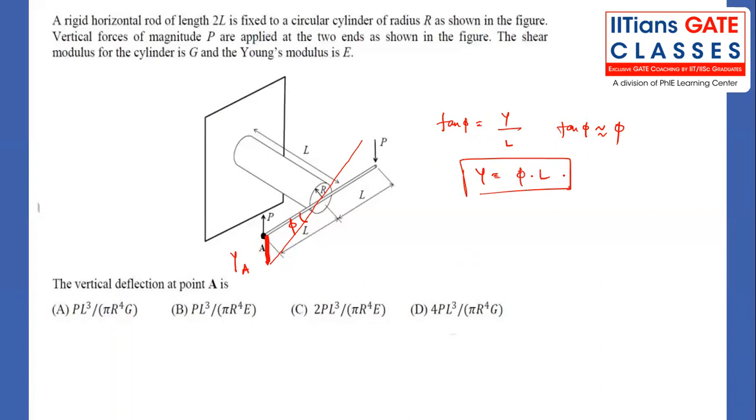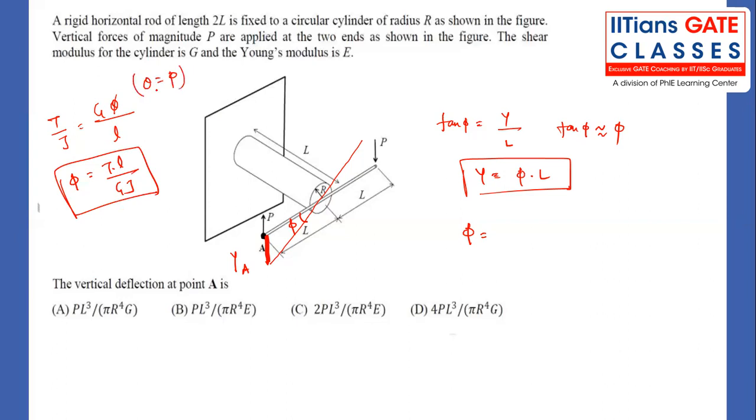All together, we need to find phi. What is the formula? T by J equals G theta by L, G phi by L. So from here we can write phi equals T L by G J. Remember, theta and phi both are the same, notation wise. So T into L divided by G J. But what is the twisting moment? P and P will create the twisting moment. Then the twisting moment T we can write as P into 2L, into L divided by G into J.